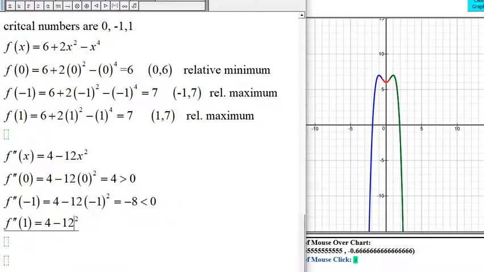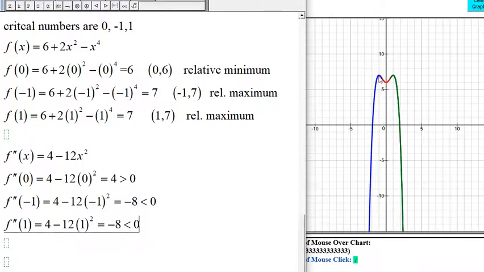And then this is 1. And this is equal to negative 8, which is less than 0. And so the critical points where we have 0 right here, so if we evaluated the second derivative at 0, then we get something that's positive, and that tells us that we have a minimum. And then the second derivative at negative 1 is less than 0, so that tells us that we have a maximum at the point negative 1, 7.